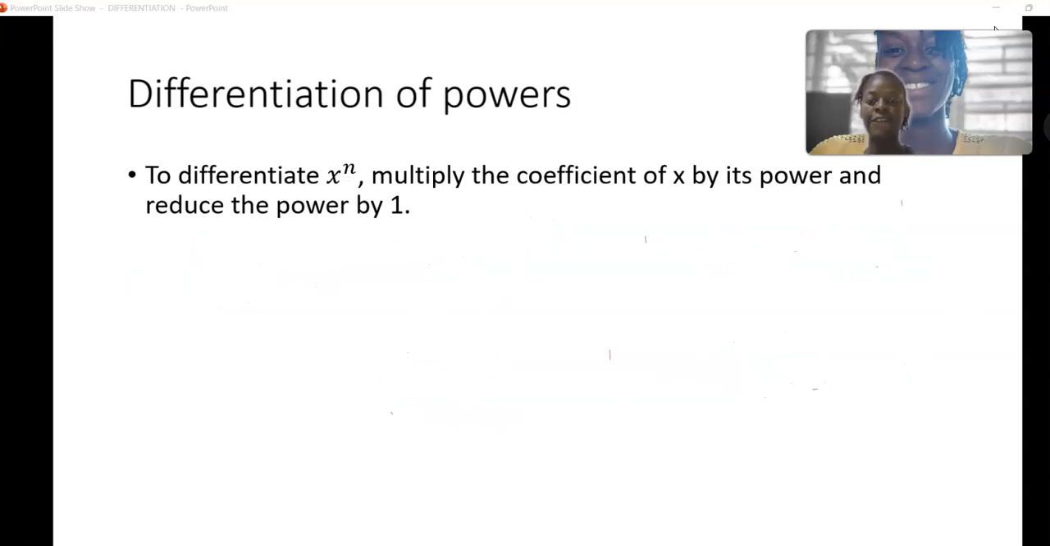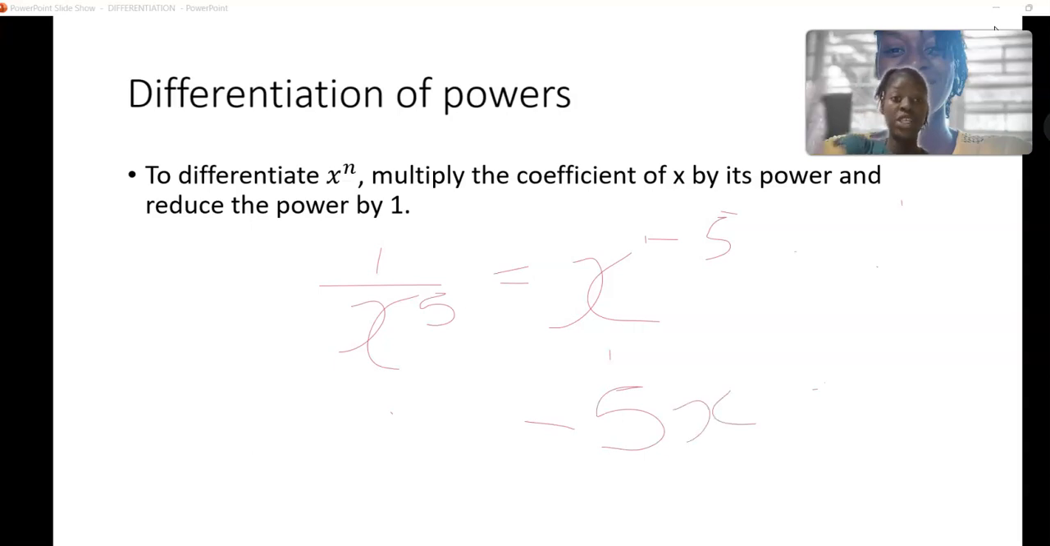Let's do another one. Let us differentiate this. First thing you do is get it out of the fraction form. We should be able to rewrite this as x to the negative 5, by laws of indices. Then we differentiate, so multiplying by the coefficient, we get negative 5x. Decrease the power by 1, and it becomes negative 6. Remember, the higher up you go on the number line, the smaller the number gets. So if you decrease negative 5 by 1, we're moving down to negative 6.